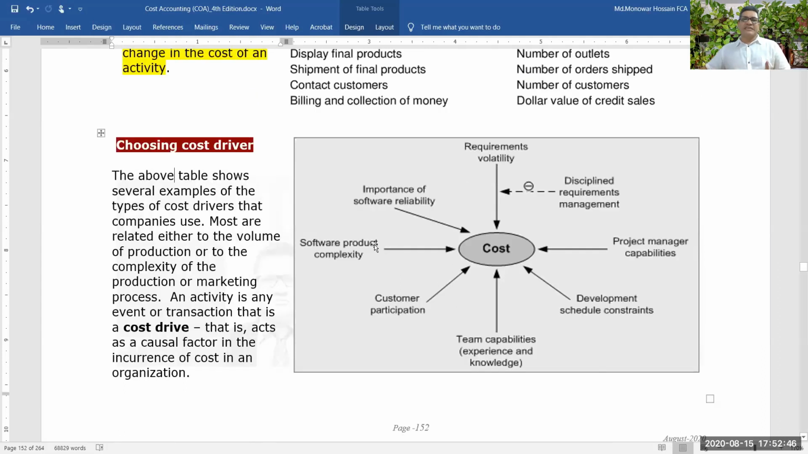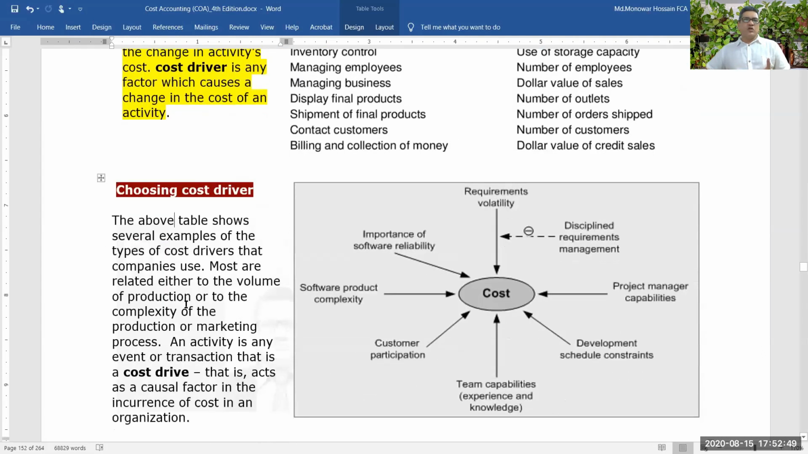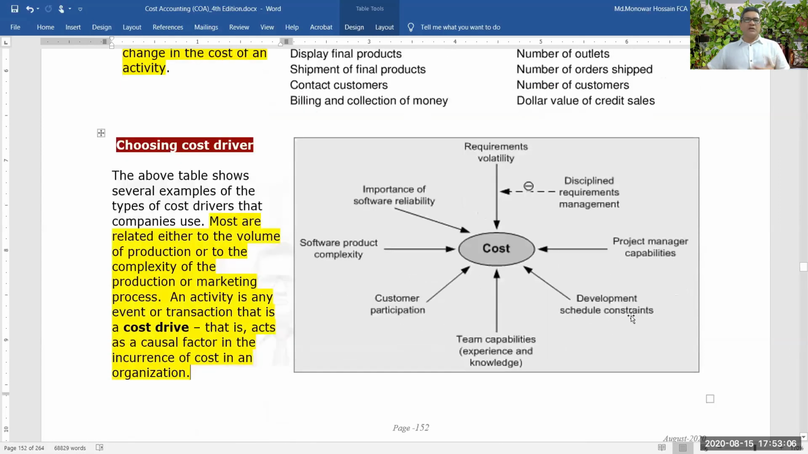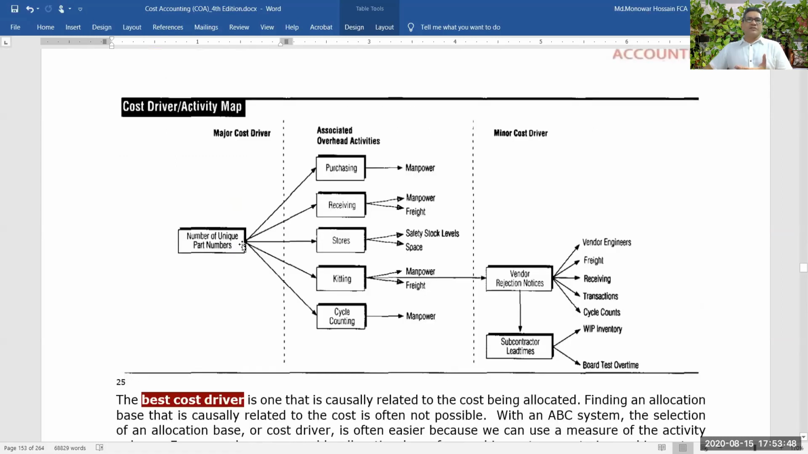Choosing a cost driver, we have seen in this table the types of cost drivers that companies use. Most are related either to the volume of production or to the complexity of the production or marketing process. An activity is any part of a transaction that is a cost driver, that acts as a causal factor in incurring the cost of an organization.